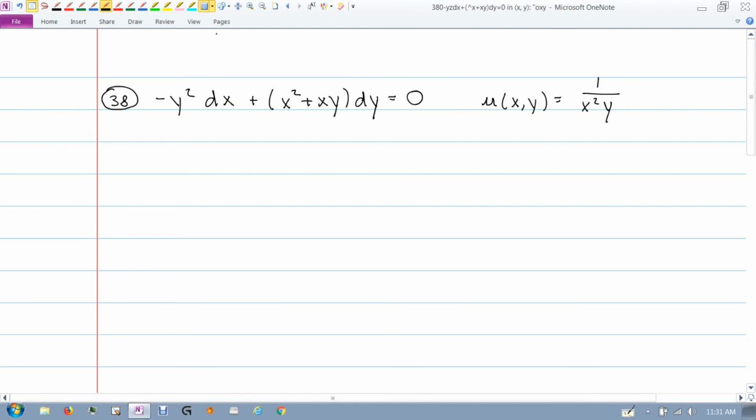If we did it right now without the integrating factor, the partial of, this is M right here, so partial of that with respect to y would be negative 2y. If that's N, the partial with respect to x is just going to give us 2x plus y, so that doesn't work. So let's multiply through by the integrating factor. So we're basically dividing by x squared y on each term.